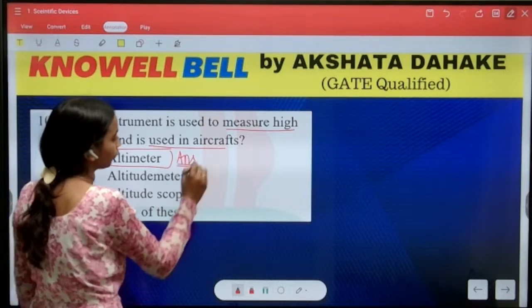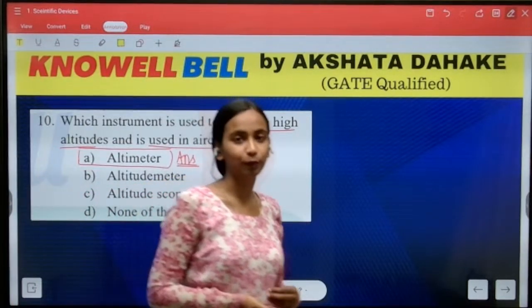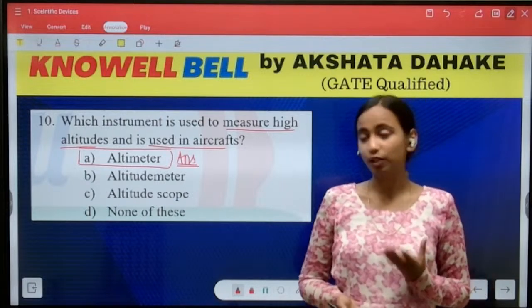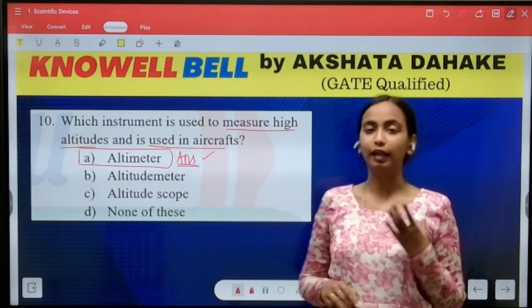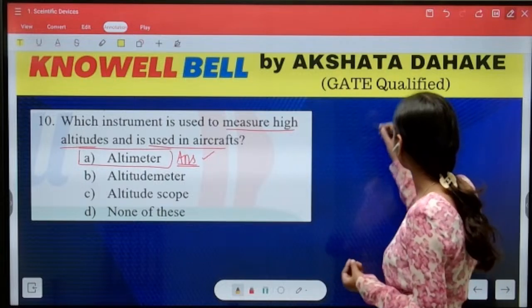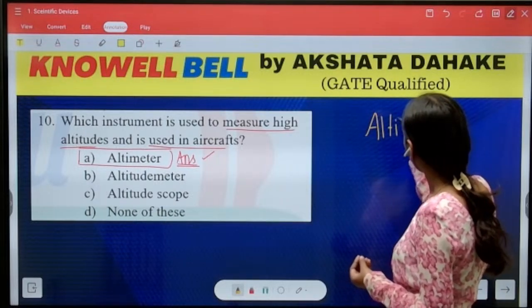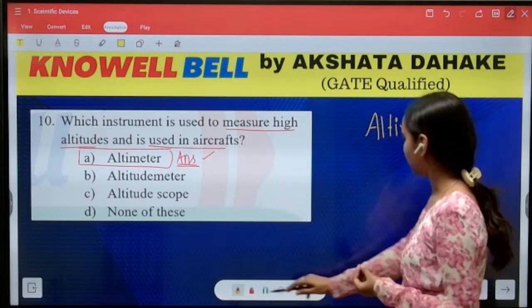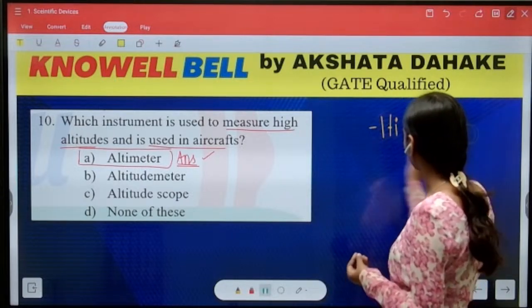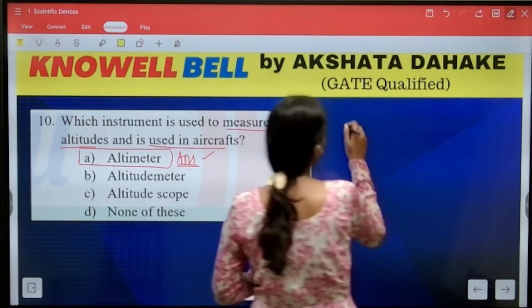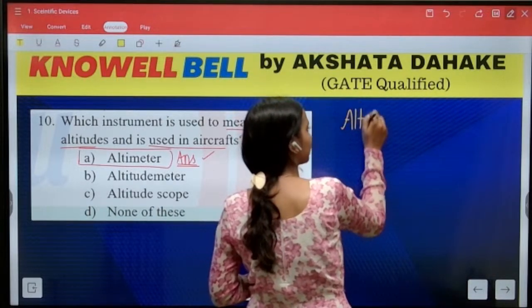Which device do we use in order to measure extremely high altitudes? हम कौन सा device use करेंगे? We will be using altimeter. Altimeter is used to measure altitudes, and we have also learned in yesterday's class what is the meaning of altitude. एल्टीट्यूड का क्या मतलब होता है?